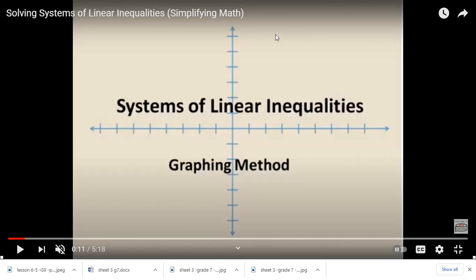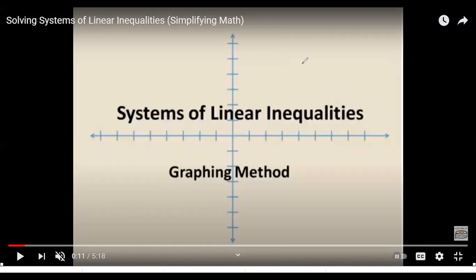If the symbol is less than or more than, it will be a dashed line. If it's less than or equal or more than or equal, it will be a solid line. Thank you so much. What is the difference between a dashed line and a solid line, grade 9? What is the difference if you are going to represent by using a dashed line or a solid line?